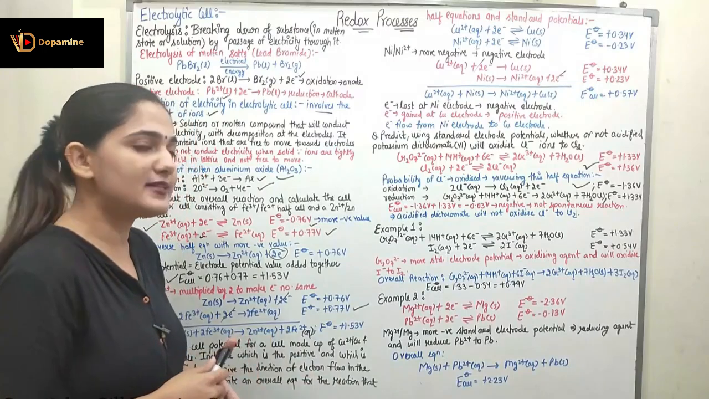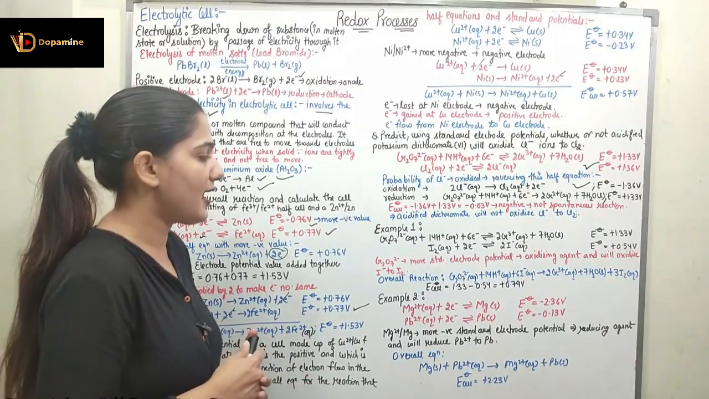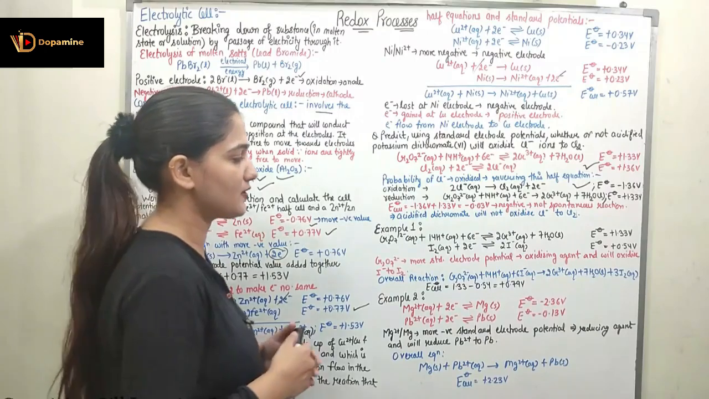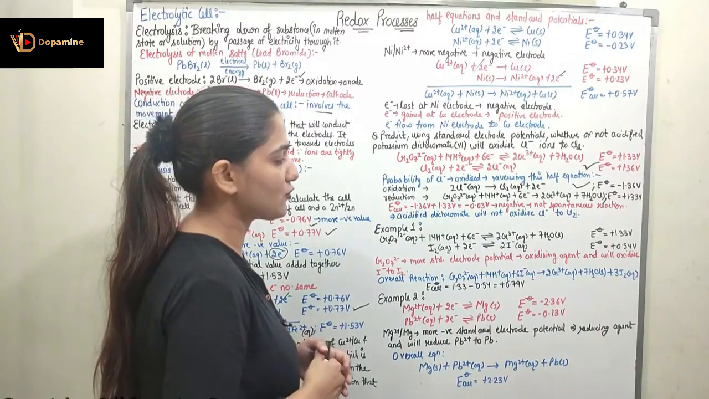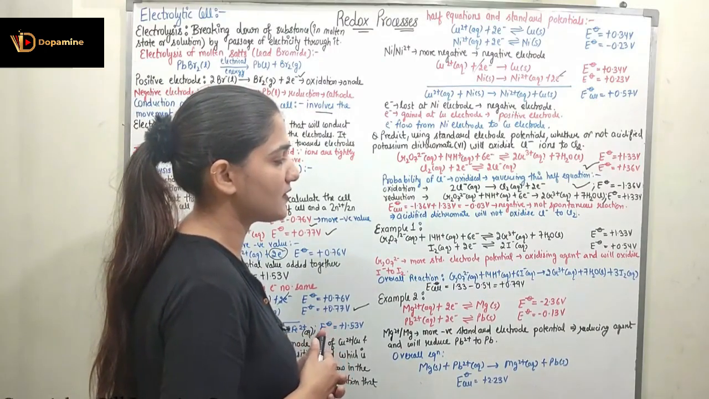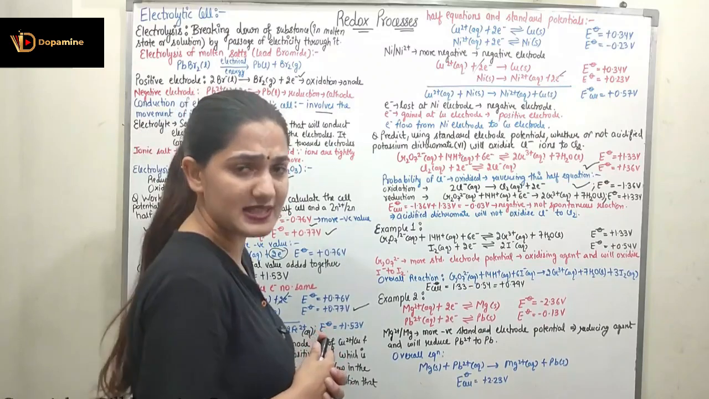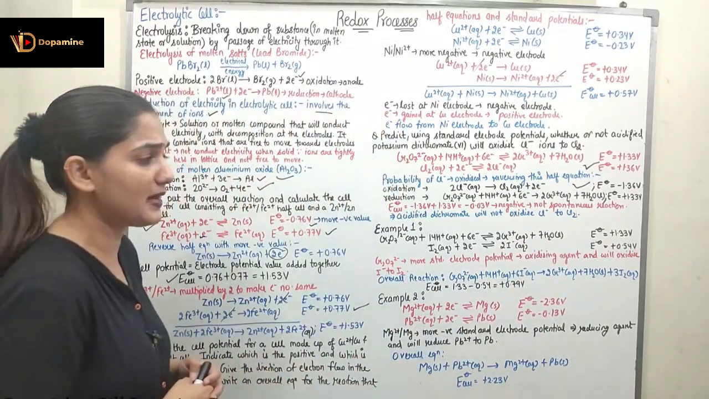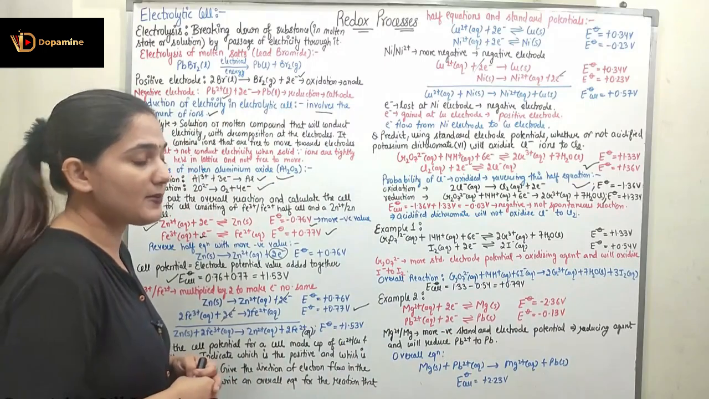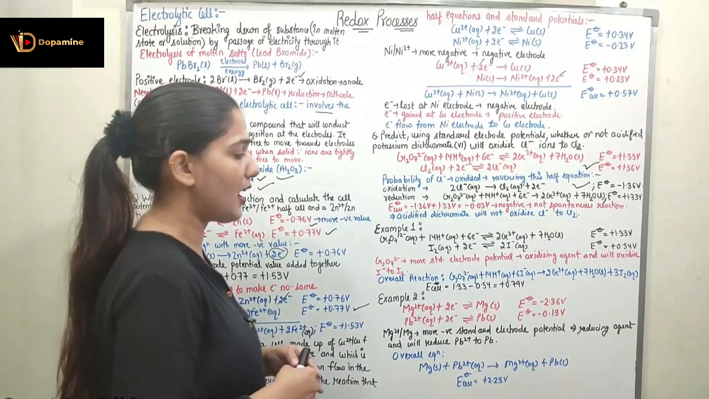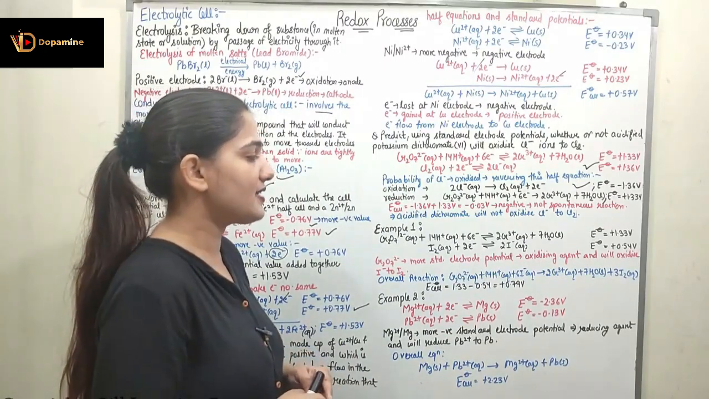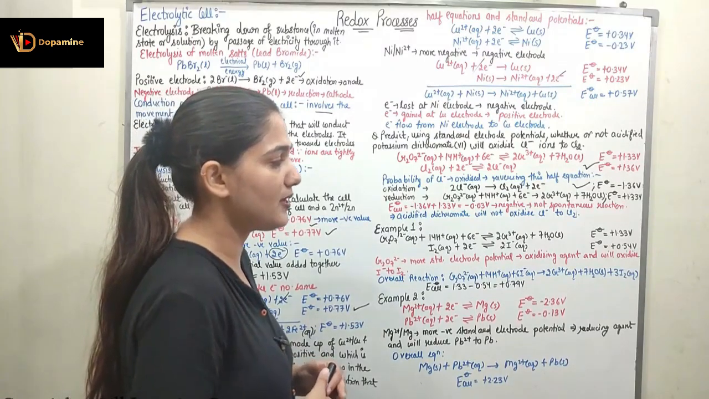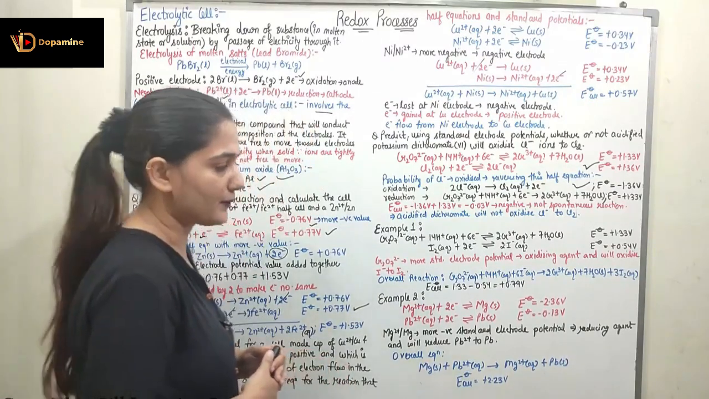Coming to the basic examples. So here we have the first equation: Cr2O7 2- aqueous plus 14H+ aqueous plus 6 electrons is in equilibrium with 2Cr3+ aqueous plus 7H2O. We already have seen this equation, and the electrode potential we have seen is +1.33 volt. Now coming to the iodine half equation: I2 aqueous plus 2 electrons is in equilibrium with 2I- aqueous, which has the electrode potential of +0.54 volt.